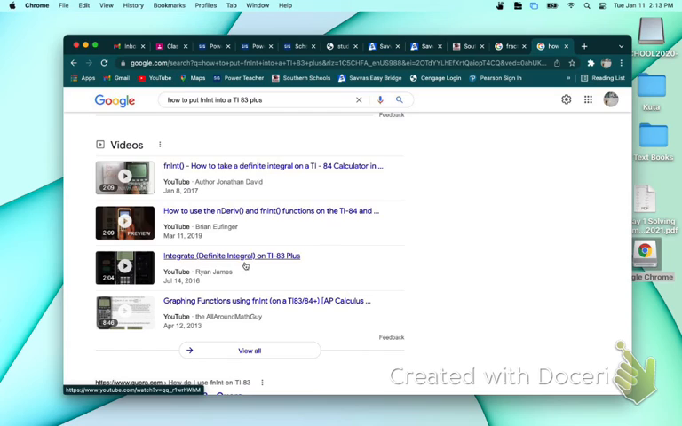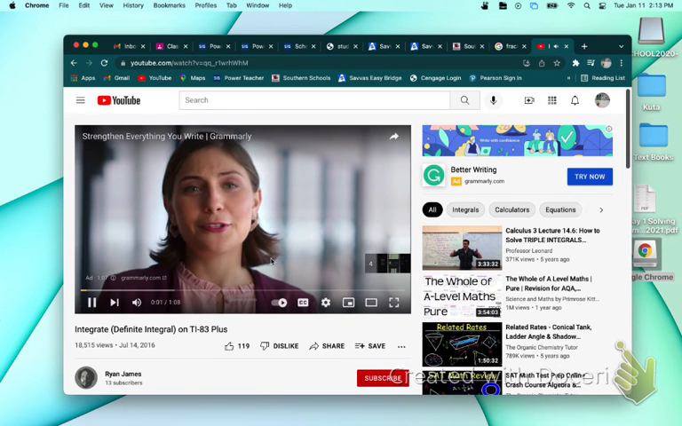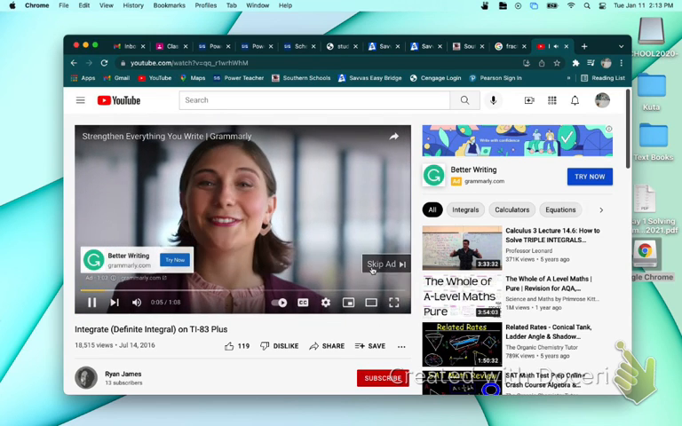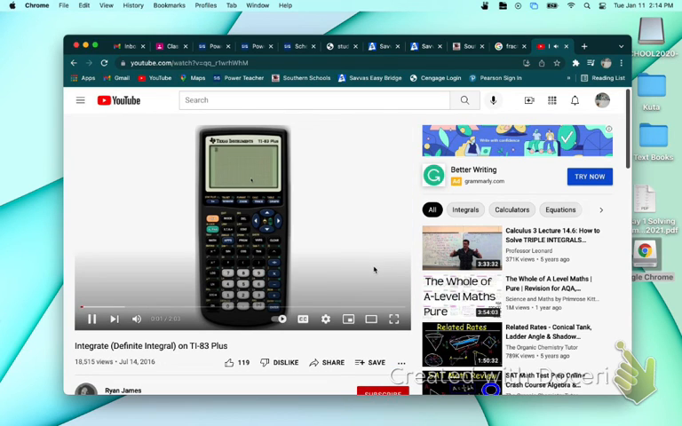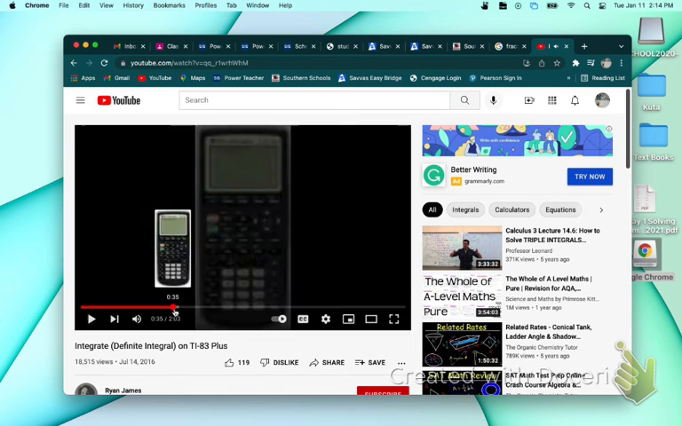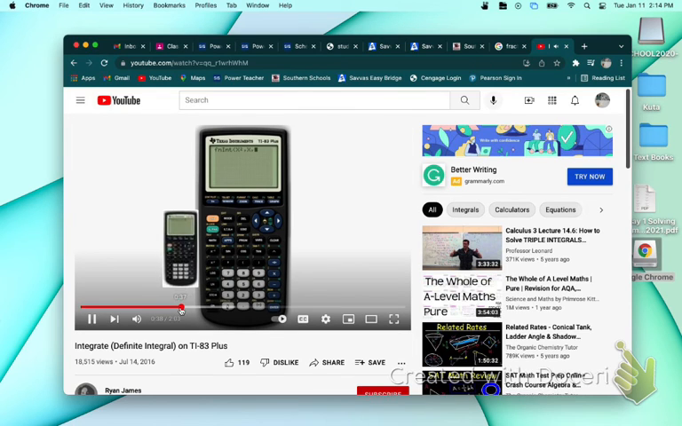Okay, so when you guys ever look these up, you need to make sure you're in an 83 plus, because that's what you have. Because if you go to the other ones, they're going to show you the ones that have it.